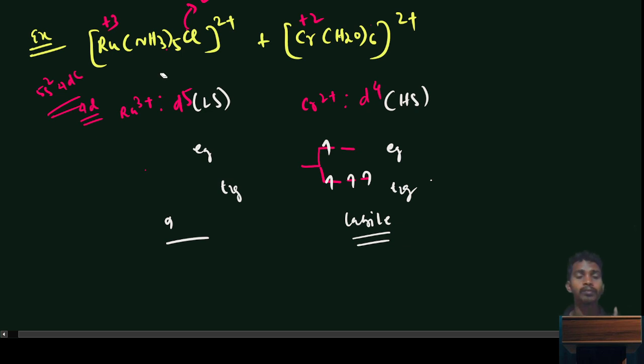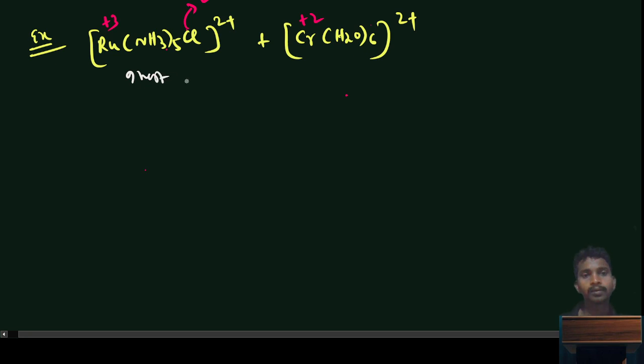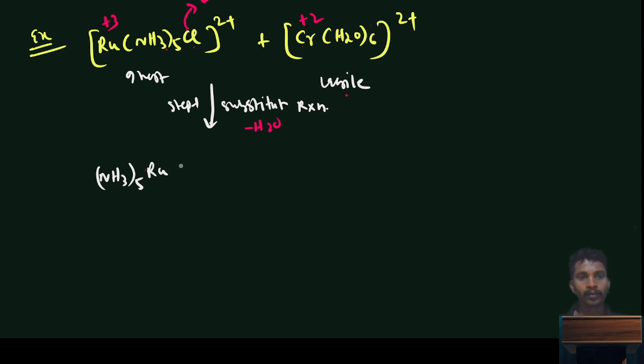So both conditions are satisfied: a bridging ligand is there, and at least one has to be labile, which is also satisfied, so we will go through the inner sphere mechanism. This is inert and this is labile. Step 1 is the substitution reaction. For the substitution reaction, one water will be released because the halogen is bonding, so a bond is made and one ligand is released. So this becomes Ru(NH3)5 Cl Cr(H2O)5.